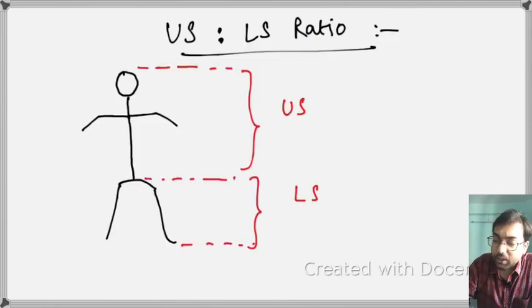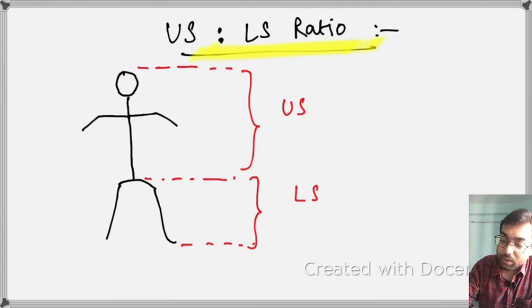Now the third point in this growth chapter is the upper segment by lower segment ratio. So what is the upper segment, what is the lower segment? You must see this diagram. I have made a very bad diagram. The upper segment is from the vertex to the pubic symphysis. This is the vertex and this is the pubic symphysis.